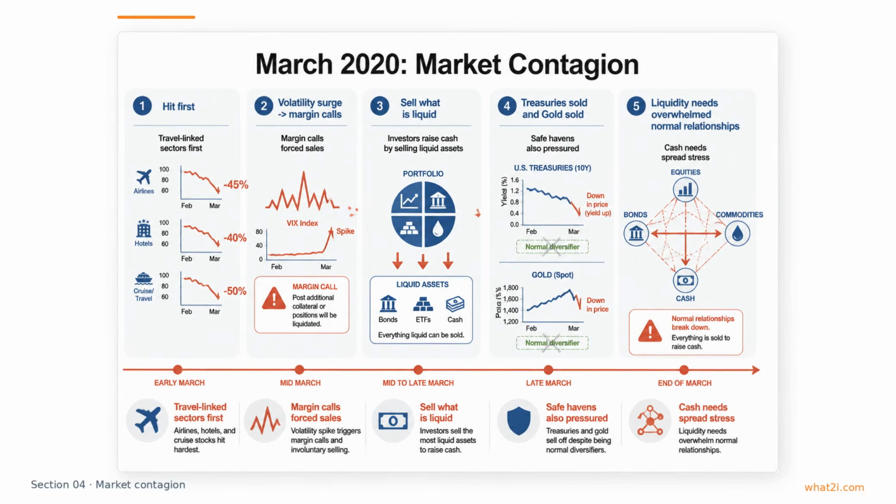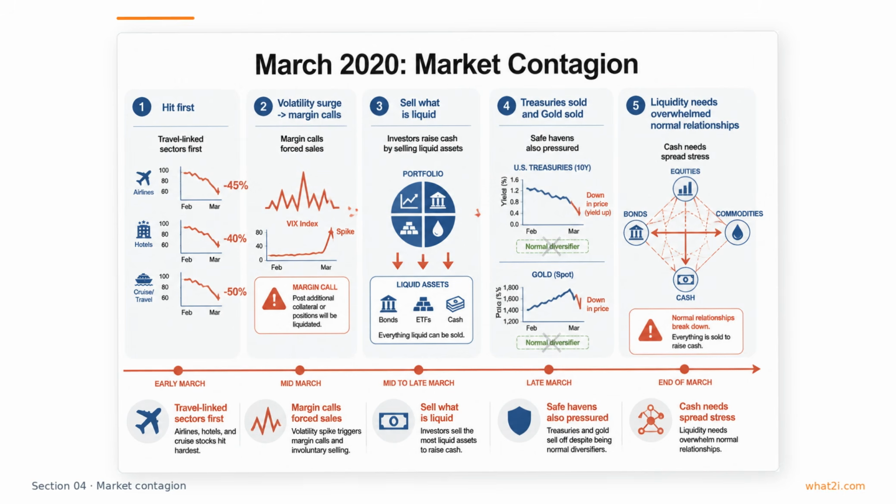March 2020 is a clear example of contagion in action. The shock first hit travel-linked sectors tied directly to the pandemic, but stress quickly spread far beyond them. As volatility surged, some investors faced margin calls and needed cash. To raise that cash, they sold liquid assets, including U.S. Treasuries and gold, even though those are often viewed as diversifiers or safe havens. For a time, liquidity needs overwhelmed the normal relationships investors expected. That episode shows how a scramble for cash can spread pressure across markets that should not all react the same way.